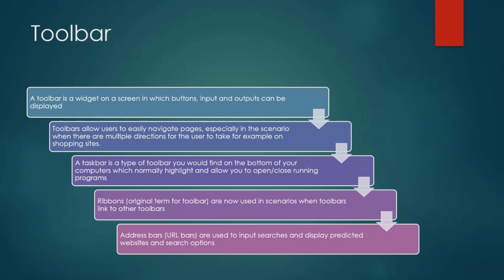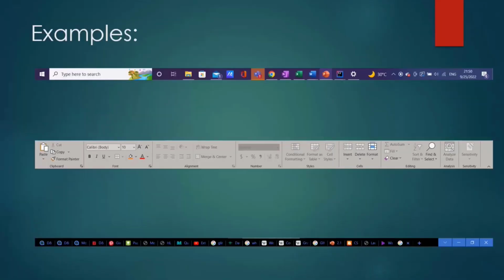A taskbar is a type of toolbar which you would normally find at the bottom of your computers, which normally shows you which programs are currently running and also allows you to open and close said programs. Ribbons, which were the original tool for toolbars, are now used in scenarios when toolbars link to other toolbars, and address bars are used to input searches and display predicted websites and search options. So here are just 3 examples of what they typically look like.